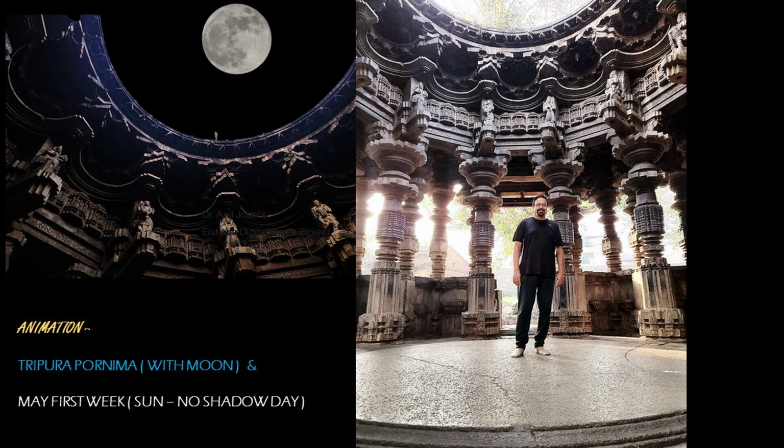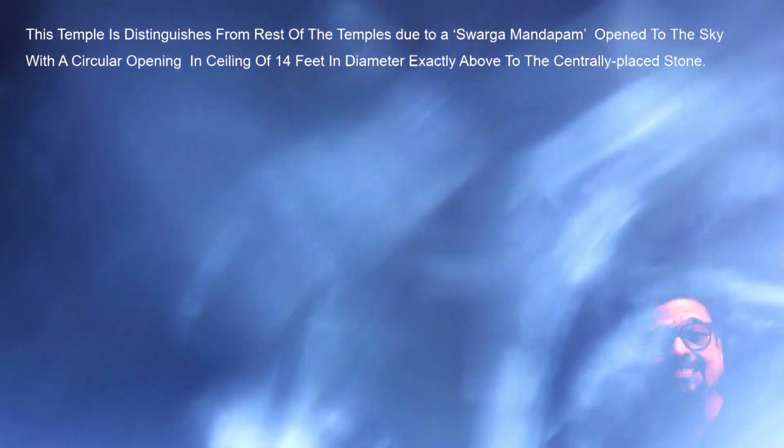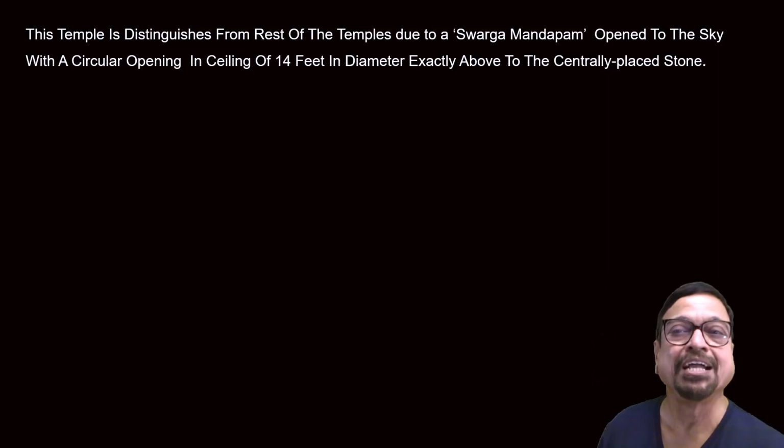Now the uniqueness, what most people know, is the opening in the Swarga Mandapam, which is the outermost part. There is an opening in the ceiling, around 12 feet in diameter, and we are going to see its speciality. It is very unique. There are very few temples like this, but it is not the only one. We are going to see much more, and also where this type of architecture has come from. So with this brief, we are going to see not only this speciality of the temple, but many more. Let's go to that.